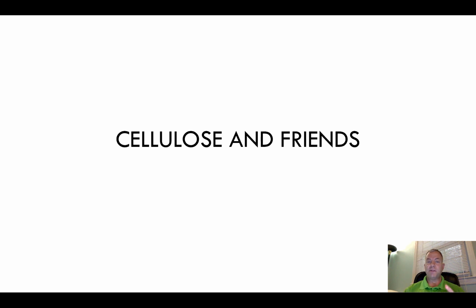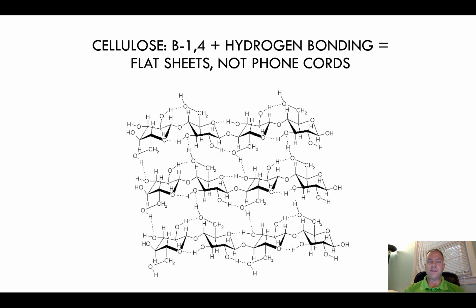All right, cellulose. So one of the classic insoluble fibers, at least as is called cellulose. So if we look at cellulose, it is a beta-1,4 bonded glucose polymer.